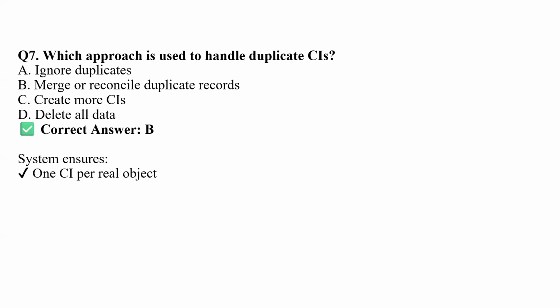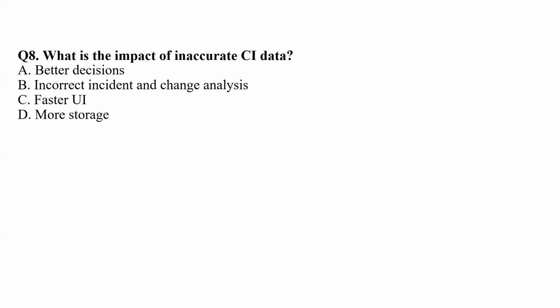One CA per real project. Next one, what is the impact of inaccurate CA data? Option A, better decisions. Option B, incorrect incident and change analysis. Option C, faster UI. Option D, more storage. The correct answer is option B, incorrect incident and change analysis.